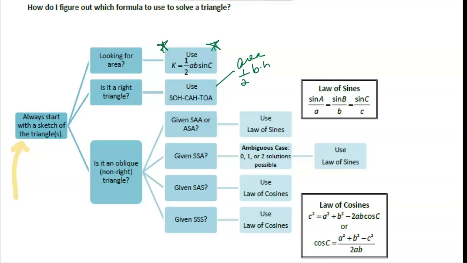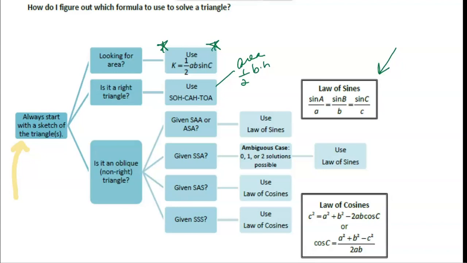That only works for a right triangle. 1/2 AB sine C works for any kind of triangle. Okay? So let's say it's not a right triangle. Let's say it's some other kind of triangle, and you can't assume that there's any right angles. So if you're given side angle angle or angle side angle, you're going to use law of sines. And here is the law of sines. Remember, you can use that to get a side or an angle.